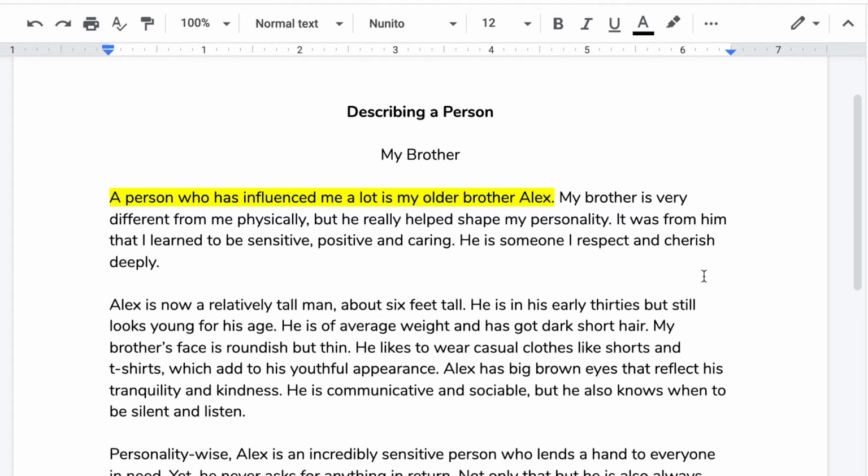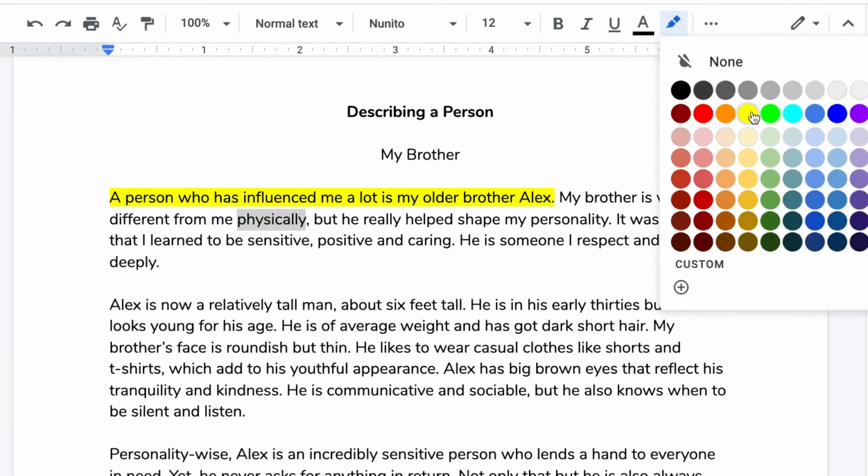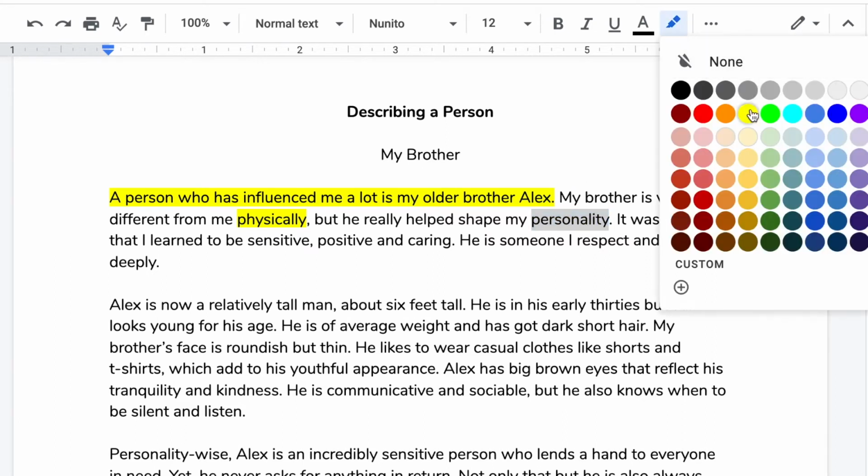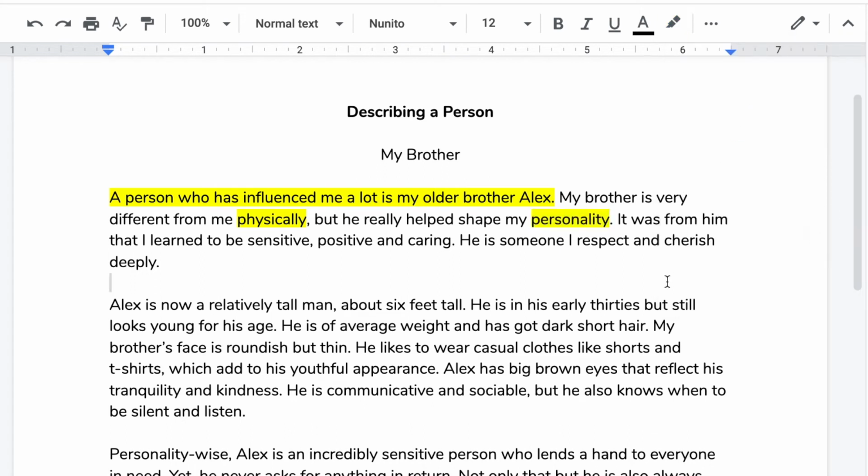In question number 2, what 2 elements about Alex will the writer focus on in his or her description? Well, the first one is his physical description, or his physical traits, right? And the second one, even though the writer says that Alex has helped him or her shape his or her personality, we know that the way Alex was able to do this is through his personality himself. So the writer is signaling here also that he or she will provide a description of Alex's personality. It's kind of an indirect signal, but it is a signal.